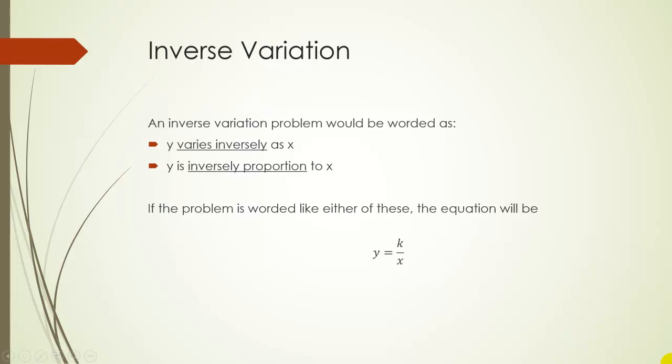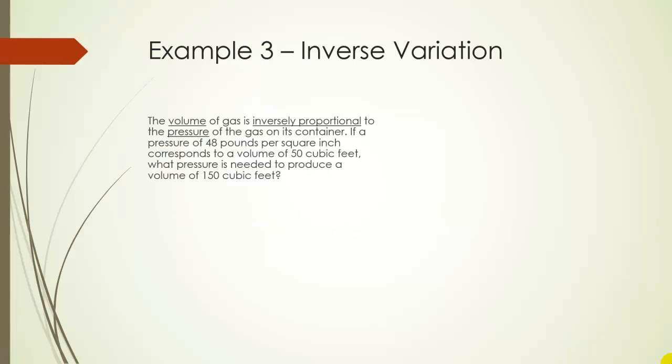All right, so let's explore an inverse variation question. Example 3. The volume of a gas is inversely proportional to the pressure of the gas in a container. If a pressure of 48 pounds per square inch corresponds to a volume of 50 cubic feet, what pressure is needed to produce a volume of 150 cubic feet? So the first sentence is setting up our original equation. It says volume, I'll use V for volume, is inversely proportional, so that tells me that it's an inverse variation question, to the pressure of the gas. So I'll use P for pressure. So then we have that V equals k over P. And I'm setting it up like this because I know it's inverse variation.